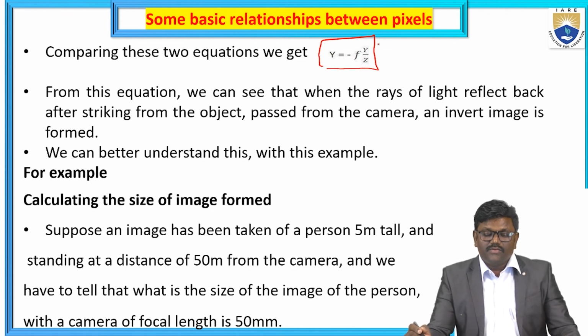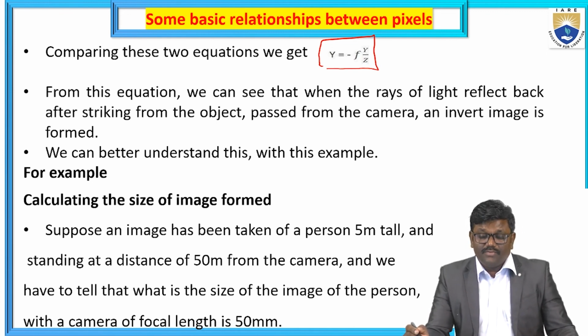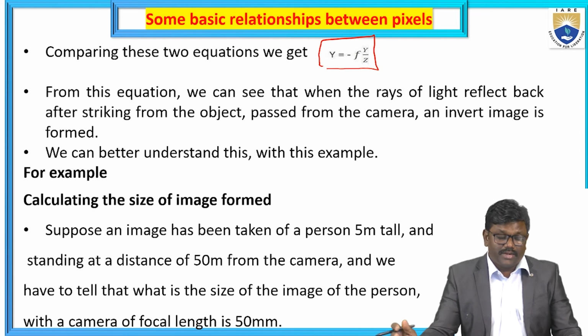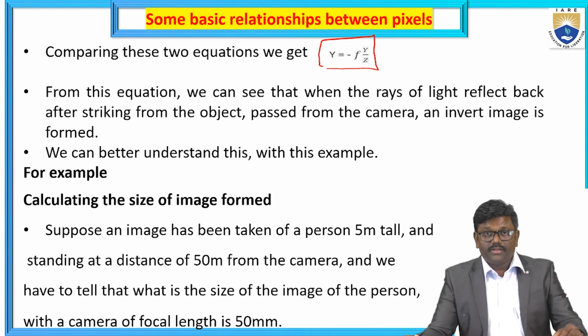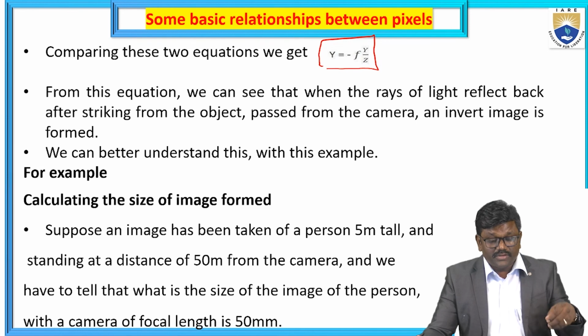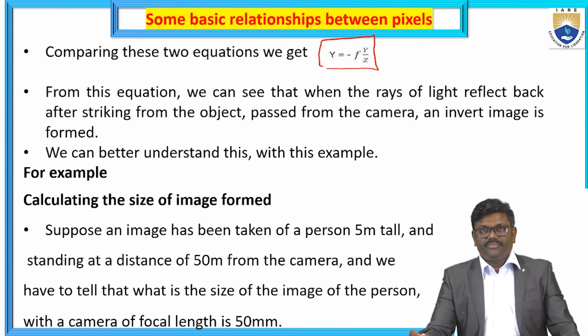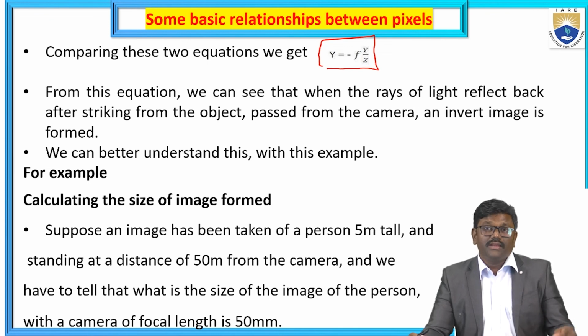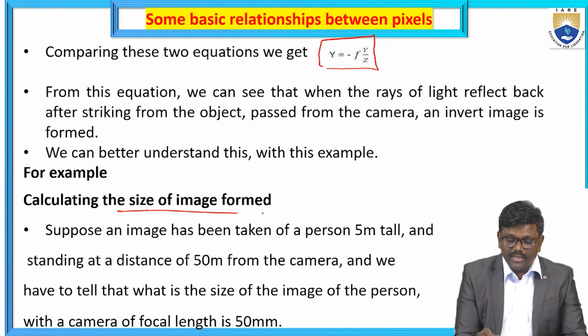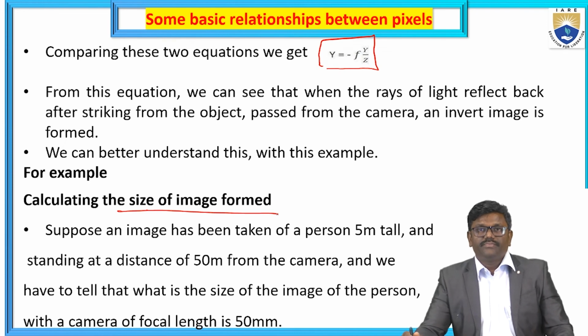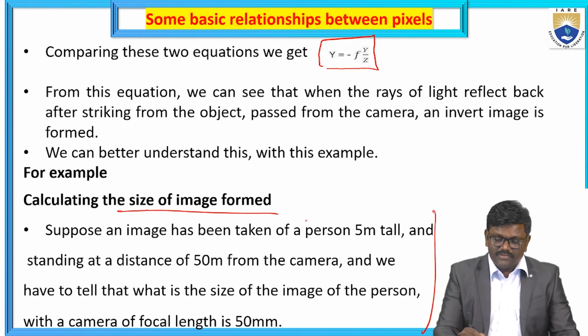From this equation you can see that when the rays of light reflected back after striking the object pass through the camera, an inverted image is formed. We can understand this better with an example, calculating the size of an image formed. Let me take one example.